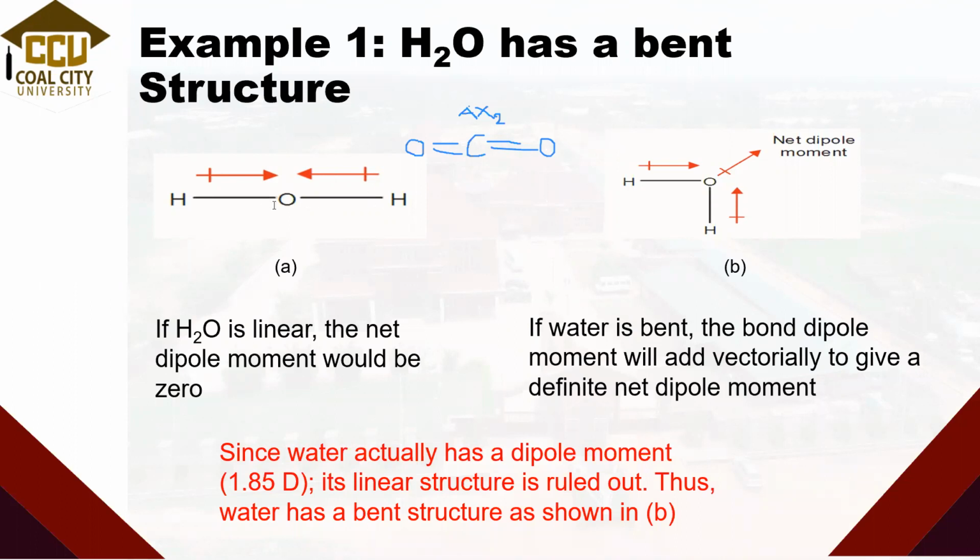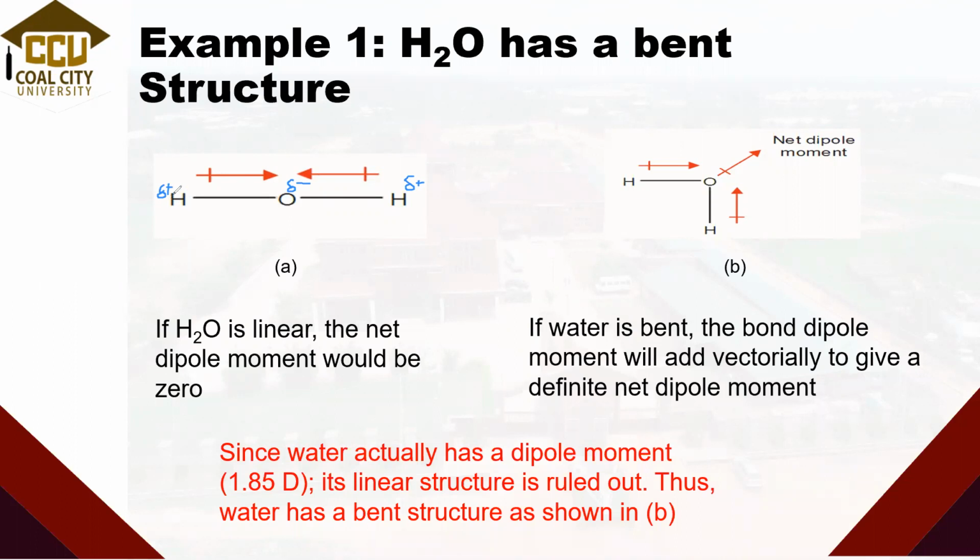If water was supposed to be linear, what is supposed to happen to the dipole moment? Which one will be carrying the positive charge, the hydrogen or the oxygen? I told you the one with the higher electronegativity will be carrying the negative charge, and oxygen has a higher electronegativity than hydrogen. So oxygen here will be carrying the partial negative charge, and then on the hydrogens, we have partial positive charges because oxygen is more electronegative than hydrogen. Now, it means the arrow will be facing the oxygen in both directions.